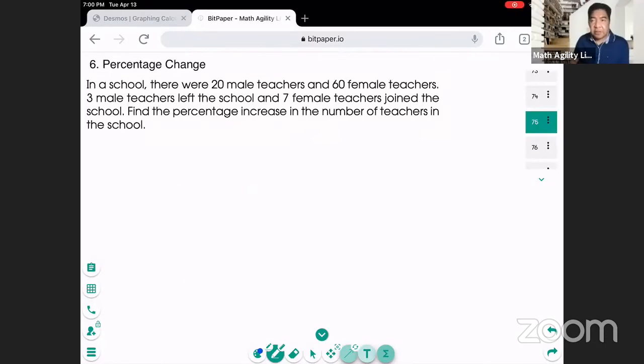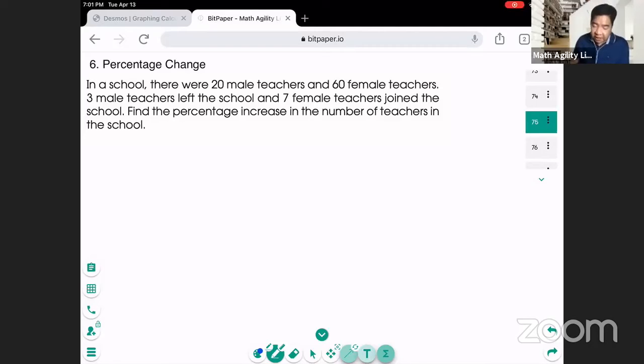This question is about percentage change. Let's read the problem. In a school, there were 20 male teachers and 60 female teachers. 3 male teachers left the school and 7 female teachers joined the school. Find the percentage increase in the number of teachers in the school.